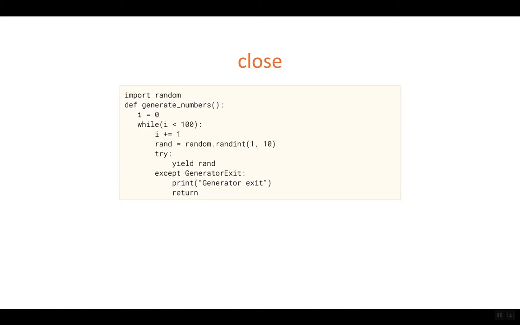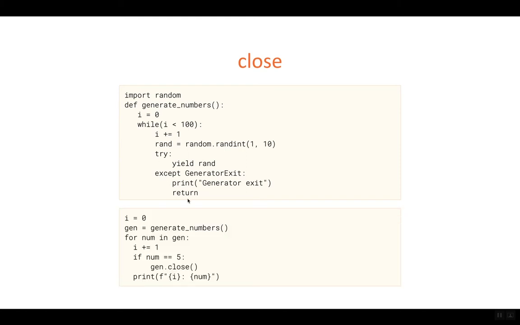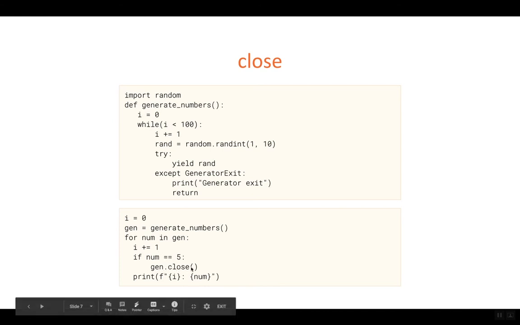So here is an example. It is the same example that we had in the previous video, but we have modified it to manage generator exits, right? So we are generating 100 numbers from 1 to 10. We are yielding those numbers until we receive a generator exit, at which point we simply print out a message and return. Okay, so we are closing the generator. And in order to call that, we have a for loop, which takes all the numbers generated by our generator. And if it reaches a number 5, then we are calling gen.close.